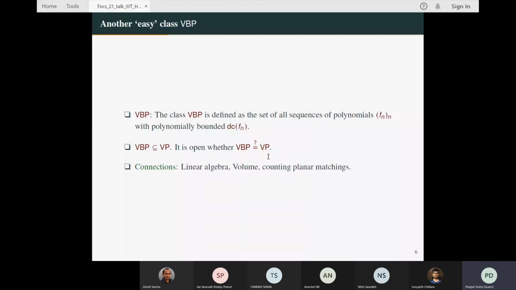So that's why I have written this easy class, because as we said, VP is easy, and VBP is also easy in some sense. Of course, one definition is that it has small size circuits, but in fact it also has small determinantal complexity. So these are my easy classes, and they have numerous connections in linear algebra, volume, and so on, because determinant naturally comes up in planar matchings and so on. So that's why these polynomials come up in other connections as well.